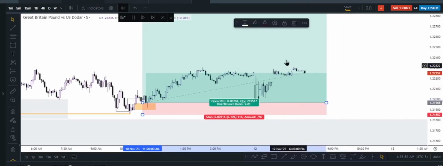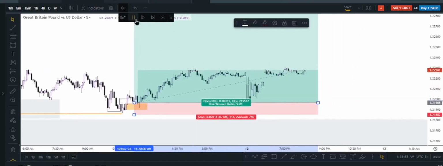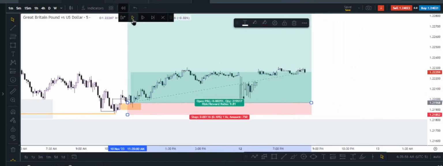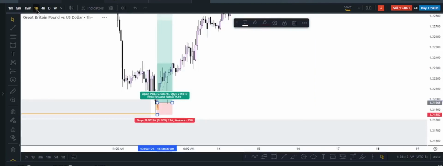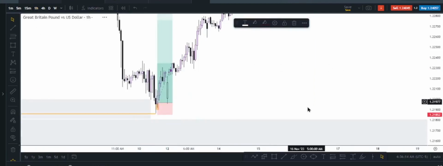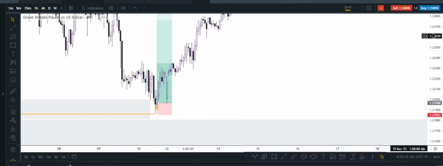Now let's get to the 1H time frame to make this thing faster. Let me get to the 1H time frame so that it can be faster, so that we know whether we are still in the trade or not. Okay, so it will be faster on the 1H time frame.